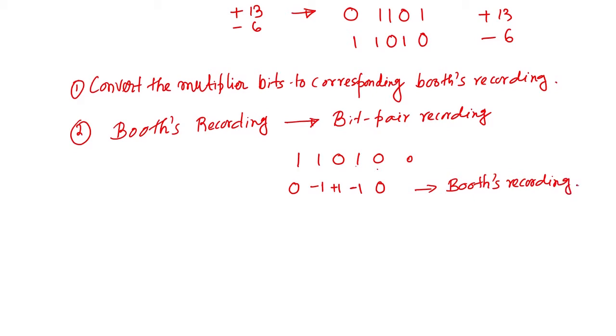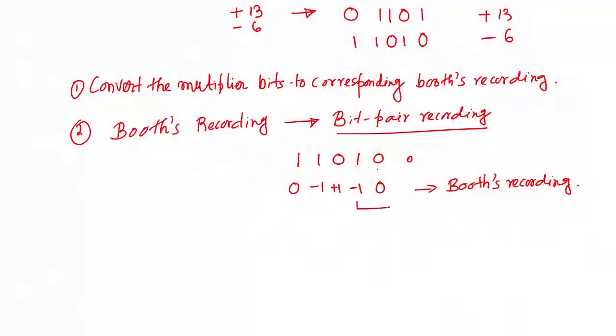Then we go to bit pair recording. So, you have to pair them. So, this is one pair from the right side. Okay. So, this is another pair, and there is no pair left, so you also have to consider this one as another.